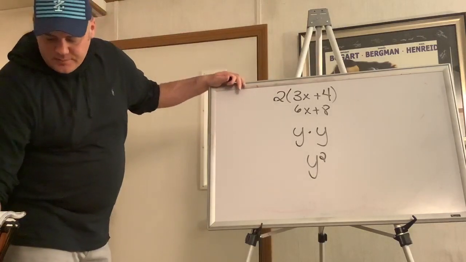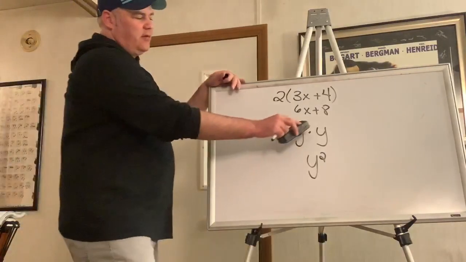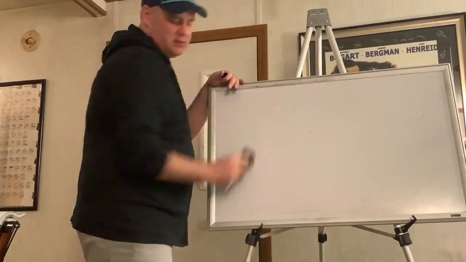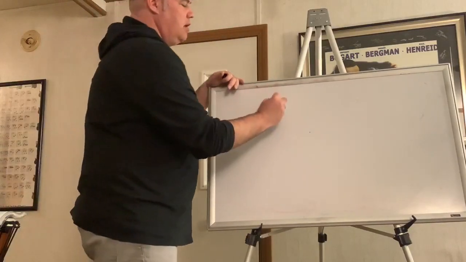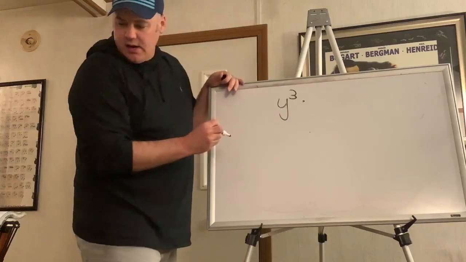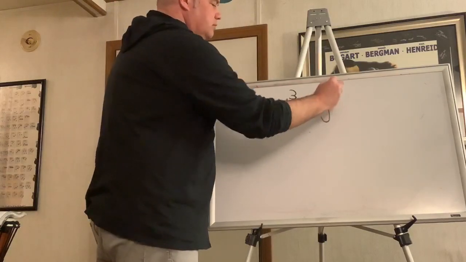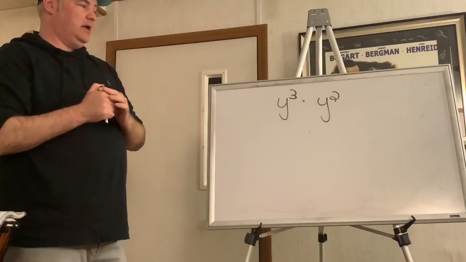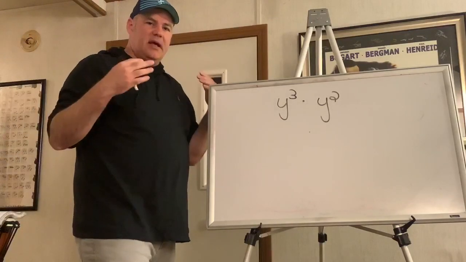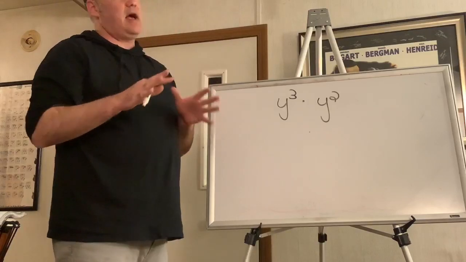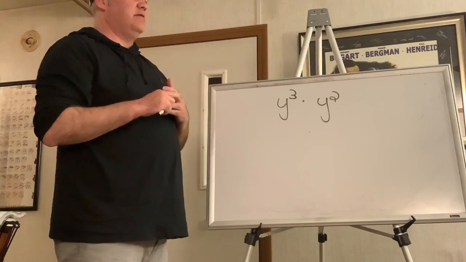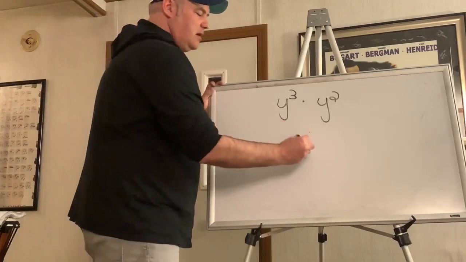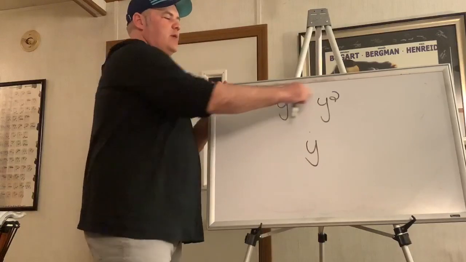Now, this was an example of y to the first times y to the first, so we have y squared. But what happens when you have y to the third times y squared? Well, the shortcut, going back to pre-algebra, and I know some of you in algebra may not have had pre-algebra, so you're seeing this maybe for the first time in a really long time, is that you just keep the base the same, the y, and then you add the exponents.